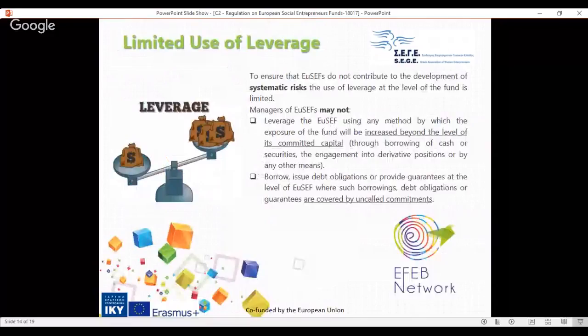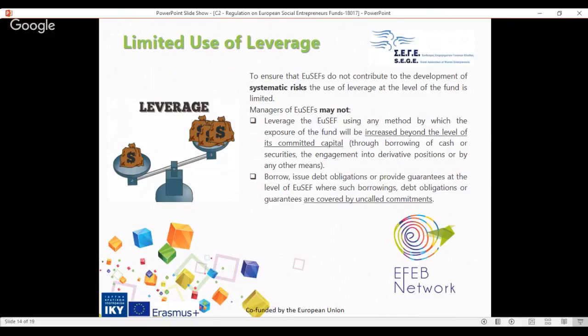Limited use of leverage. In order to ensure that the European social entrepreneurs funds do not contribute to the development of systemic risks and that such funds concentrate in their investment activities on supporting qualifying portfolio undertakings, the use of leverage at the level of the fund is limited. Managers of European social entrepreneurs funds may not leverage the fund using any method by which the exposure of the fund will be increased beyond the level of its committed capital, whether through borrowing of cash or securities, the engagement into derivative positions, or by any other means.